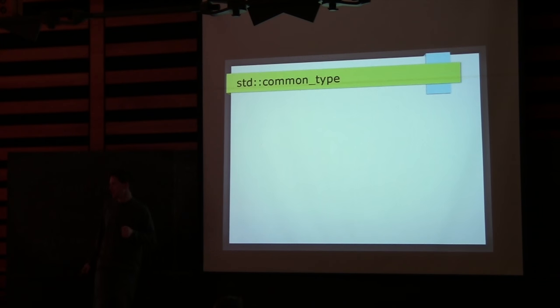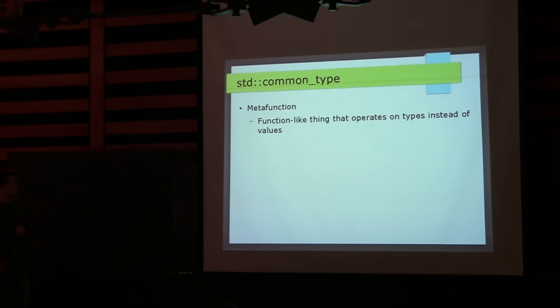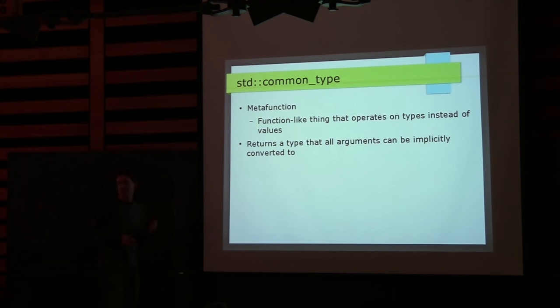See, in our make array, we had to specify what the type of all of the elements are. Maybe we don't have to. We can use something called standard common type. It's a meta function. A meta function is a function-like thing, but it operates on types instead of values. You give it types, and it returns a new type based on those types. It's type computation, as opposed to just type deduction. And what standard common type does, its purpose in life, is to give you a type that all of the arguments can be implicitly converted to.